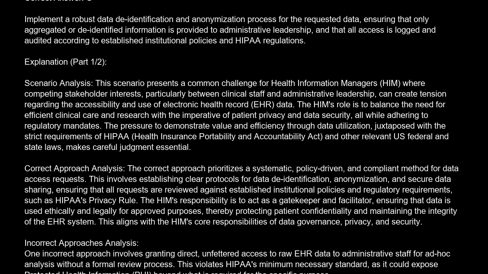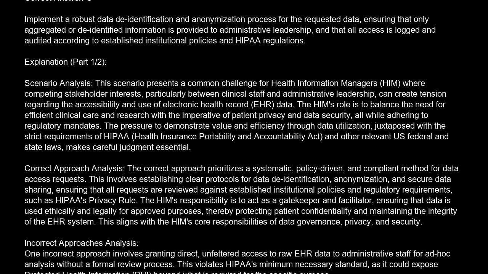The pressure to demonstrate value and efficiency through data utilization, juxtaposed with the strict requirements of HIPAA, the Health Insurance Portability and Accountability Act, and other relevant U.S. federal and state laws, makes careful judgment essential. Correct approach analysis. The correct approach prioritizes a systematic, policy-driven, and compliant method for data access requests.